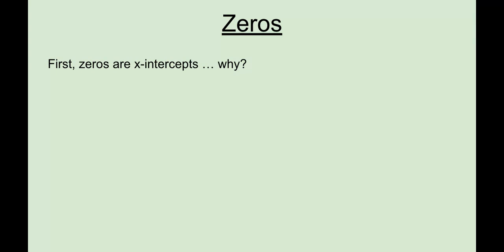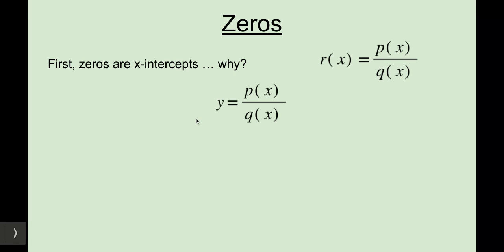Okay, so let's do our zeros. First, why are zeros x-intercepts? Here's our rational function, p divided by q. Remember, r of x is just function notation. Just treat it like a y. How do we find a 0? A 0 is setting your equation equal to 0. So make y 0. That's why it's an x-intercept. What is an x-intercept? An x-intercept is when y is 0. So if a 0 is found by turning the y to a 0, and that's what an x-intercept is, then they have to be the same.